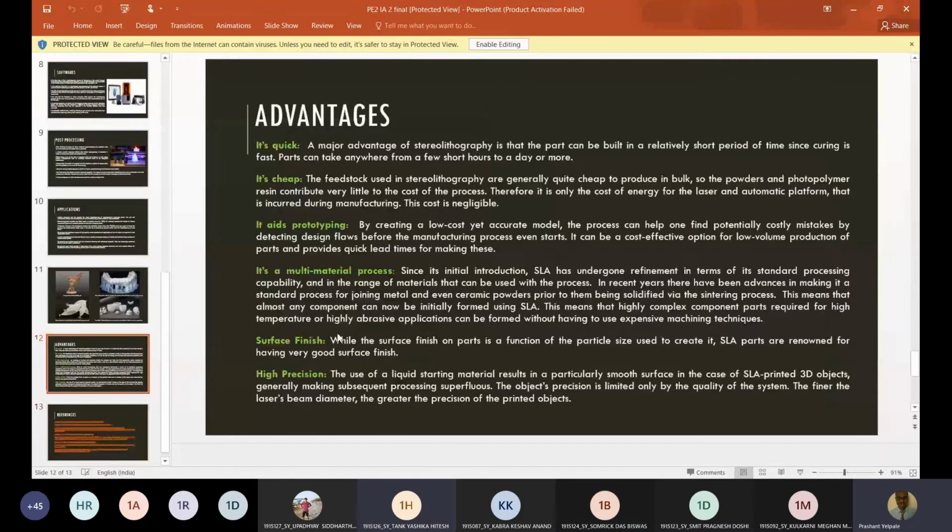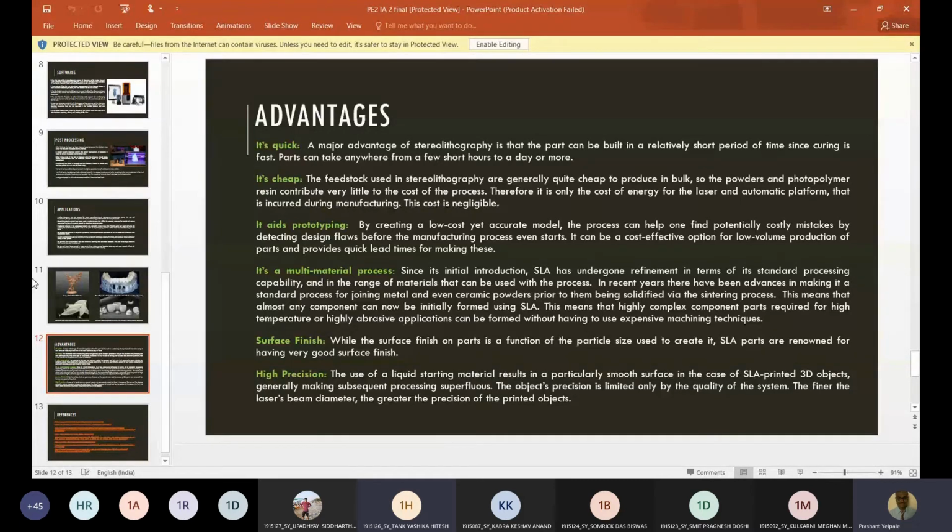Moving on to advantages of stereolithography. Its major advantage is that it's quick. Since curing is fast, parts can be built in a relatively short period of time. Next, it's cheap. The feedstock used is generally cheap to produce in bulk, so powders and photopolymer resin contribute very little to the cost of the process. Only the cost of the energy for the laser and automatic platform is added, which is almost negligible. It aids prototyping. Stereolithography produces low cost yet accurate models with which one can find costly mistakes by detecting design flaws before actually manufacturing.